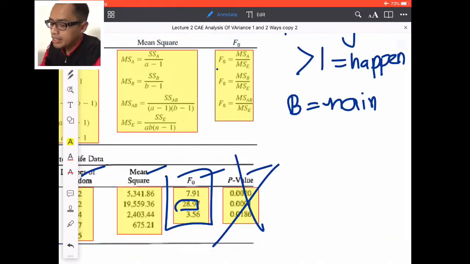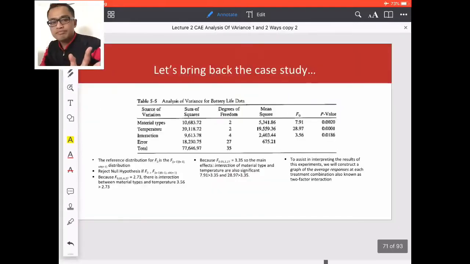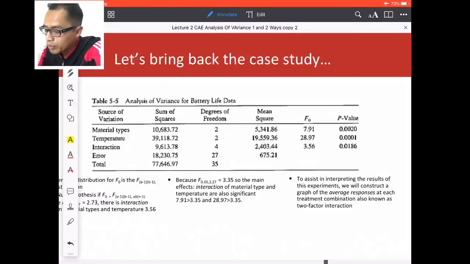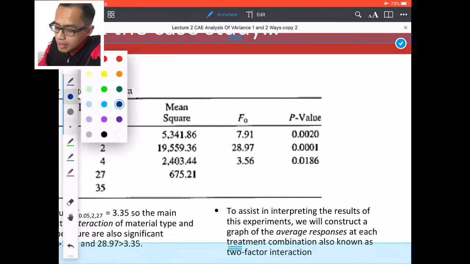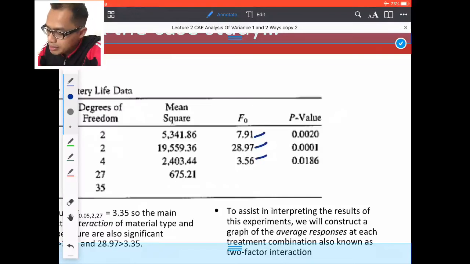Alright, let's go for the evaluation part. Right, I'm going to make this very short, shorter than the ANOVA one way. So I have explained to you just now. Right, this happens, and it's more than 1. That means B is your main. P value we don't want, and it's more than 1. That means they're happening.